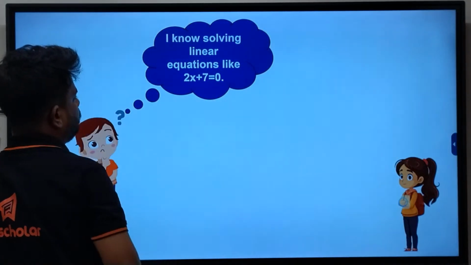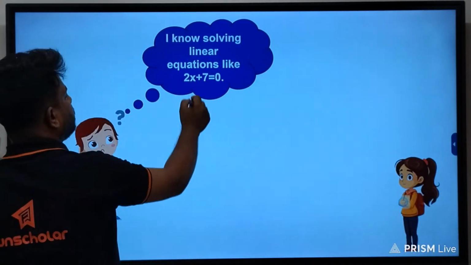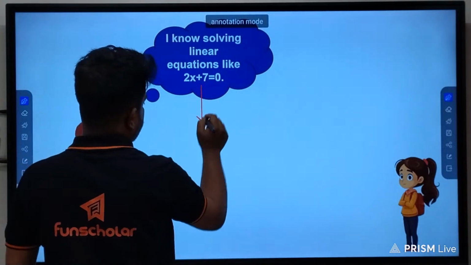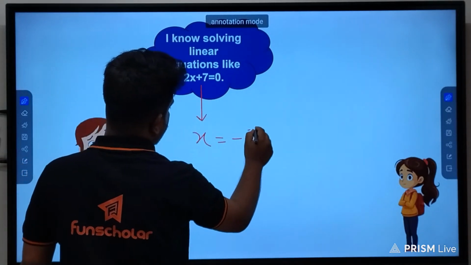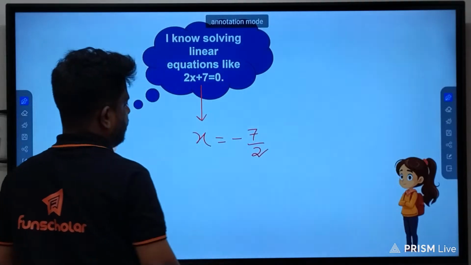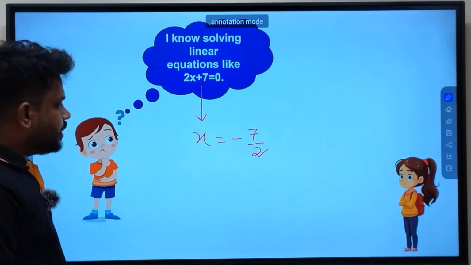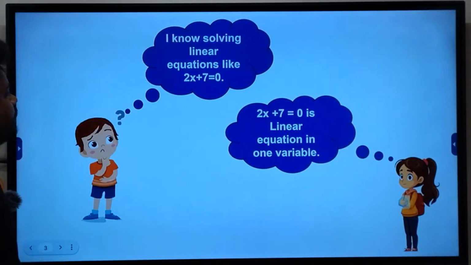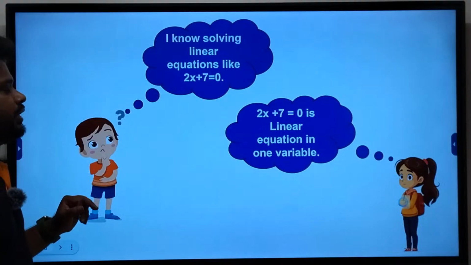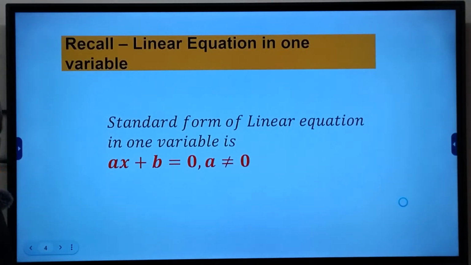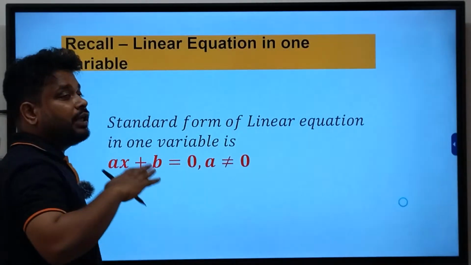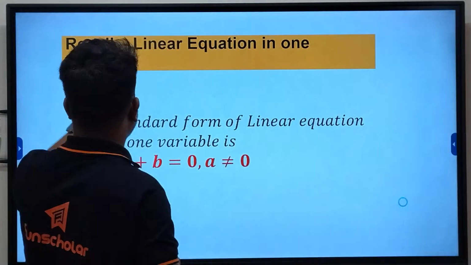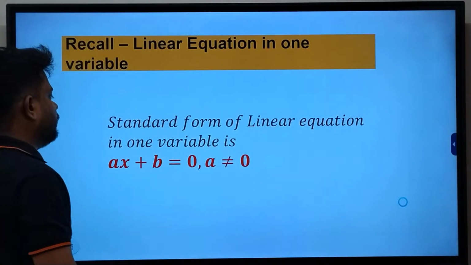I know you all know that linear equations look like this: 2x equals 7, and from this one we can tell that the value of x will be 7 by 2, right? Yes, this one is a linear equation in one variable, but what if it has two variables? So before going to two variables, let's recall linear equations in one variable.